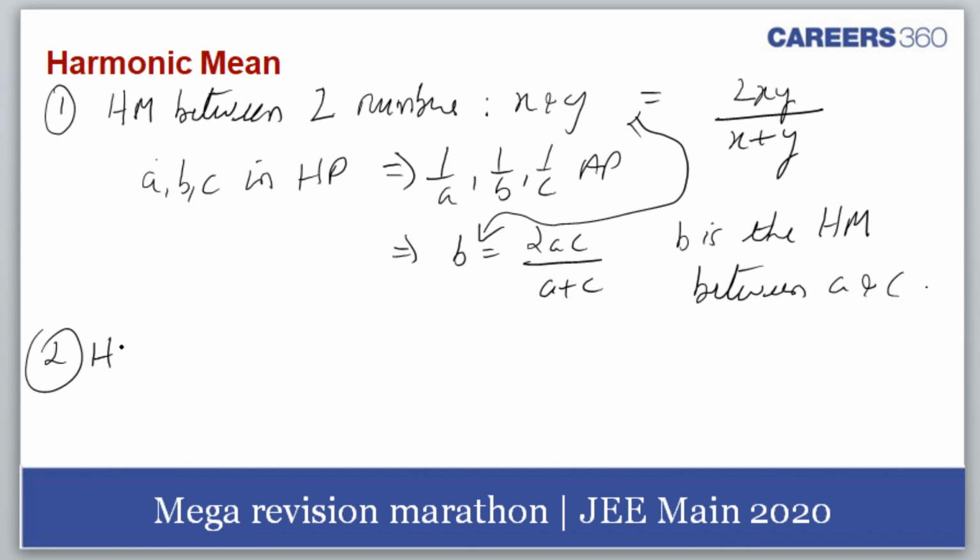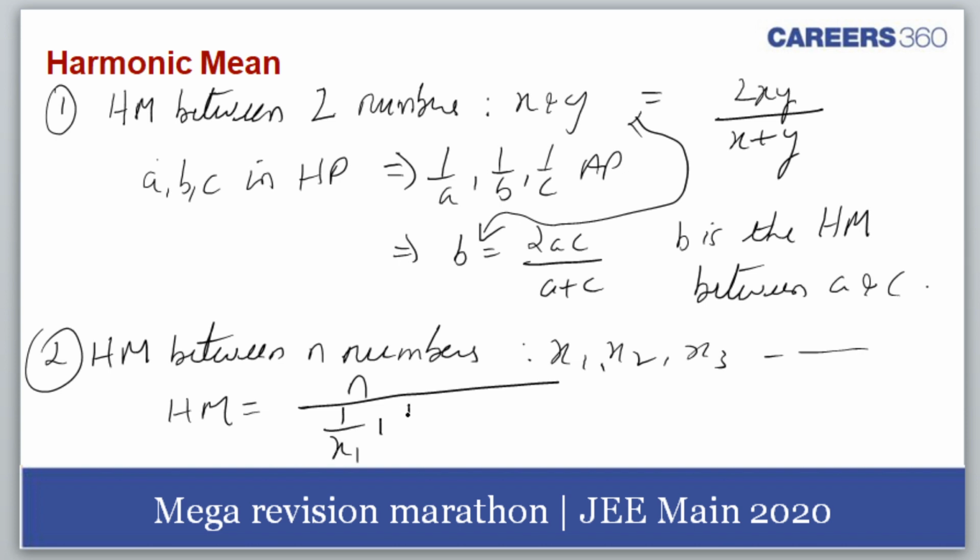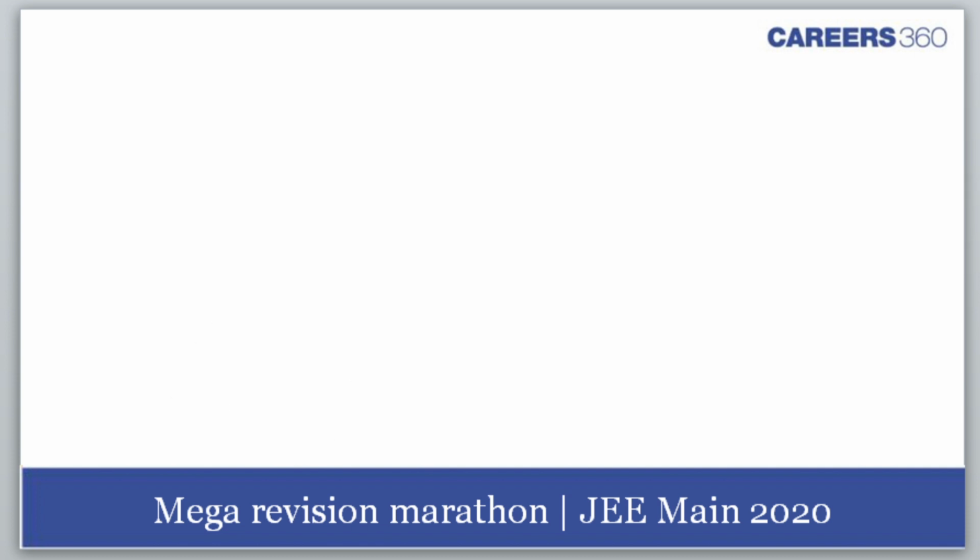Second, harmonic mean between n numbers. The numbers are x1, x2, x3 and so on. So the harmonic mean is given by n upon 1 by x1 plus 1 by x2 plus 1 by x3 and so on till 1 by xn. This is the harmonic mean between n numbers. I hope you understand.